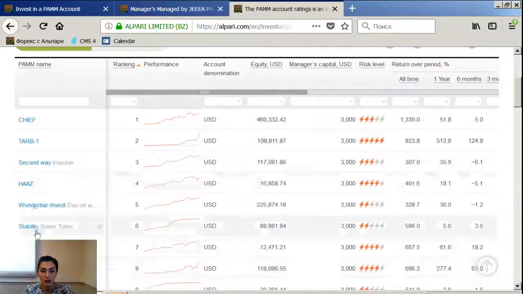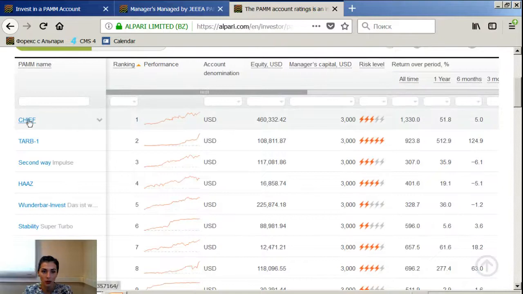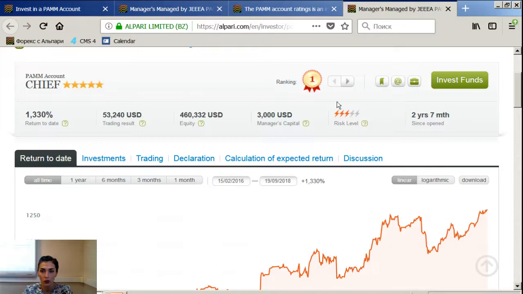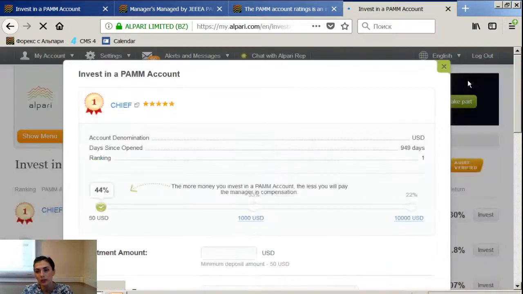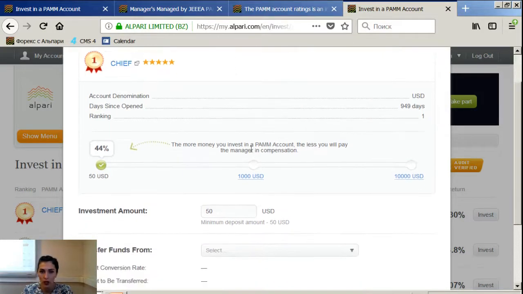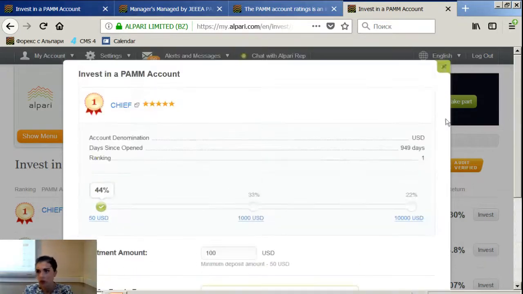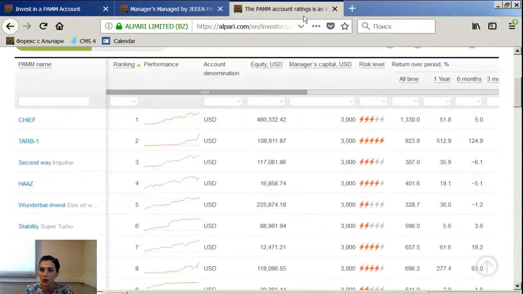Here we can see the same PAMM accounts, and if you click on this PAMM, the page with the PAMM account monitoring opens. You can see the invest funds button, click on it, and the system will redirect you to the same page as we saw. How much you want to invest, select the account where you have money to invest from, and here you can see when your request will be executed. Invest funds button and go ahead.